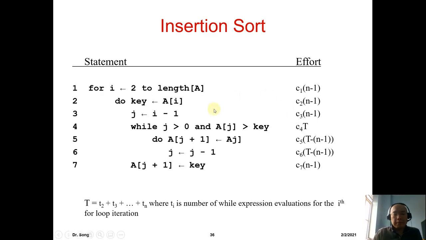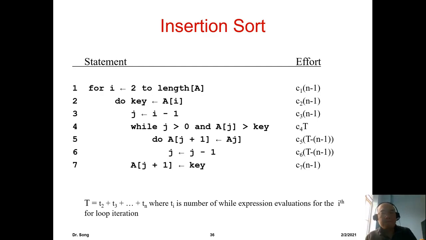That is the one thing we want to remember. And then for the inner iteration from line 4 to line 6, for each value to be inserted, it's guaranteed we will run line 4 once. Line 4 is going to be executed at least once for each value to be inserted. However, for line 5 and line 6, we don't know. In the lucky case, or the best case, the condition of line 4 is false, and then we don't have to run line 5 and line 6.